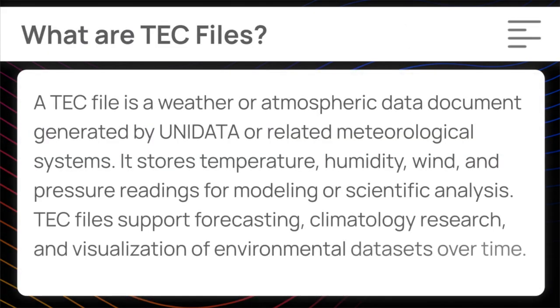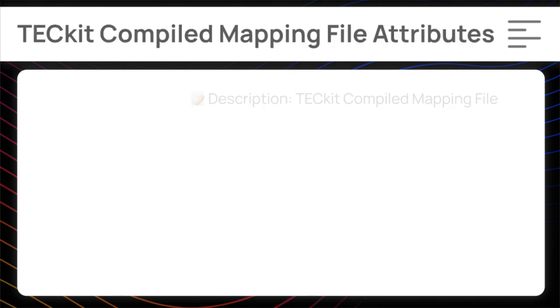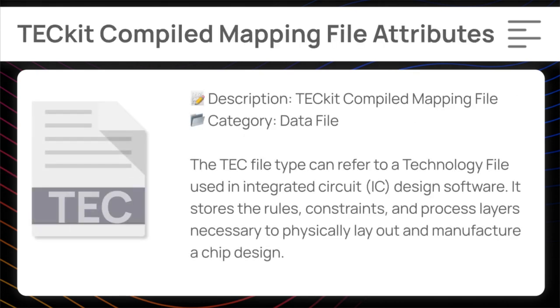The TEC format operates strictly under the rules set for the data file category. It is an optimized version of the TECkit Compiled Mapping File specification. The TEC file type can refer to a technology file used in integrated circuit, IC, design software. It stores the rules, constraints, and process layers necessary to physically lay out and manufacture a chip design.